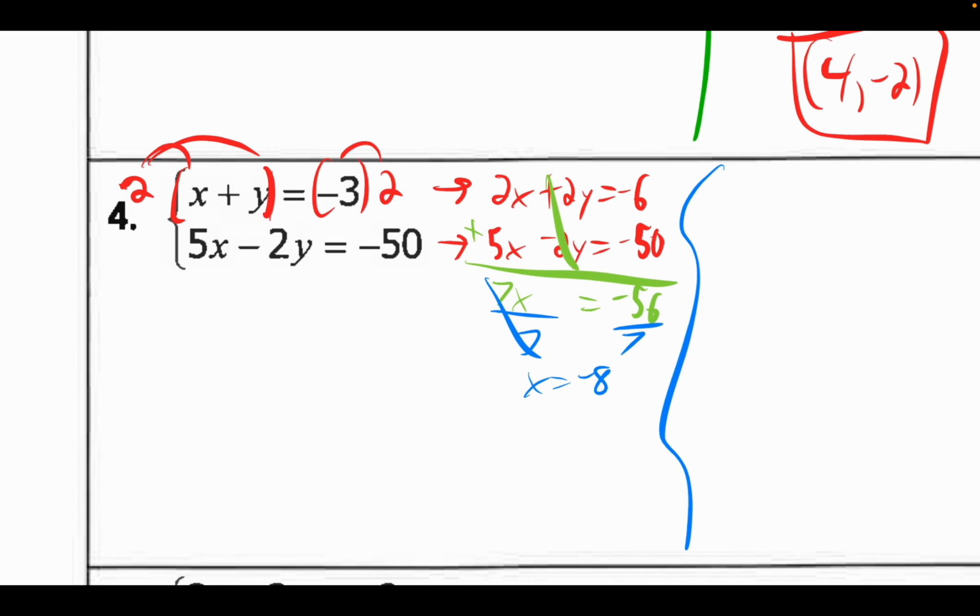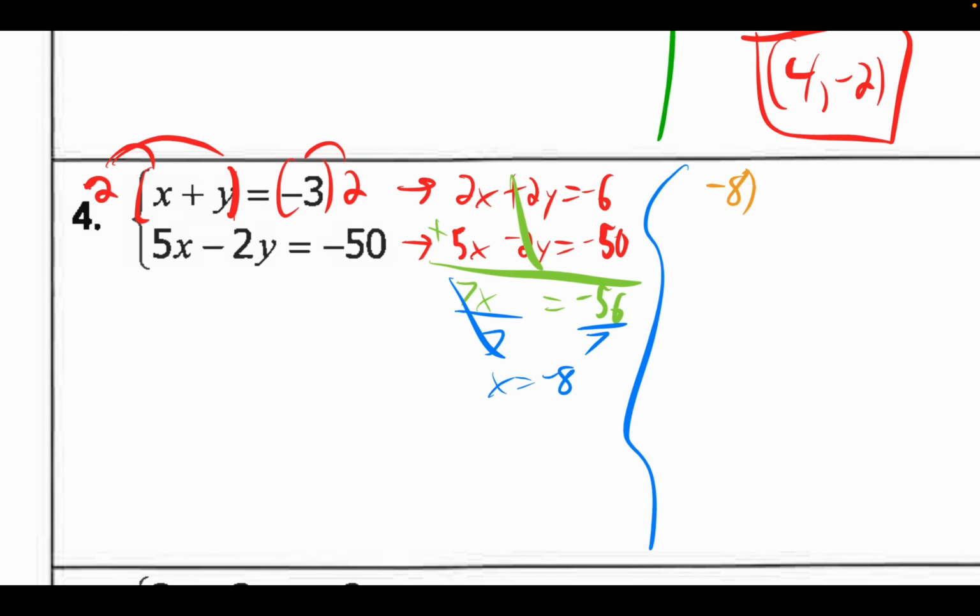Plug that back in. I'll use my top equation because the numbers are smaller, and I like that a lot. And I get negative 8 plus y equals negative 3. Adding 8 to both sides, undo a negative 8. I get y equals 5. That results in negative 8 comma 5 is my answer.